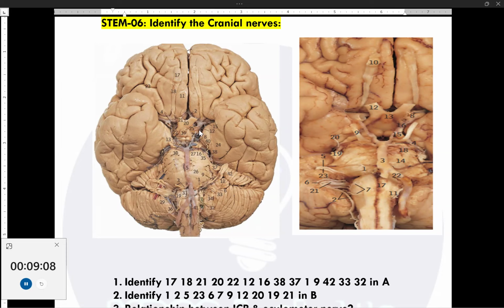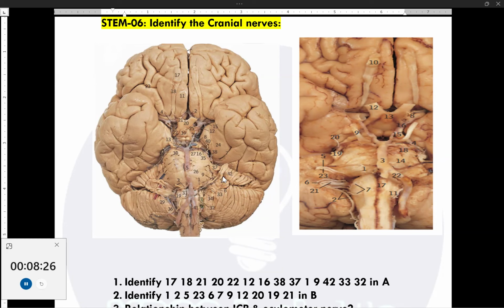Internal carotid artery. Okay. And what is number 16? Which nerve is it? Oculomotor nerve, the third nerve. You can see the two vessels, right? What is number 1? Number 1 is the abducens nerve. Excellent. Then tell me, what are number 9 and 42? 9 is glossopharyngeal. 42 is facial nerve.